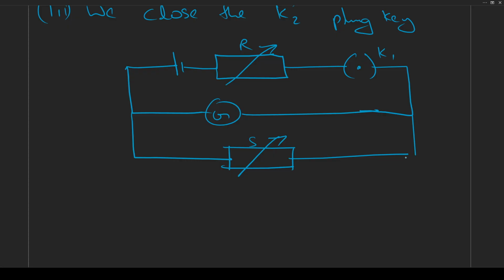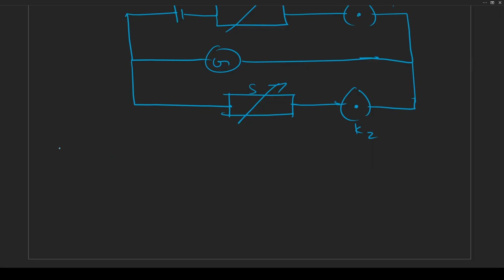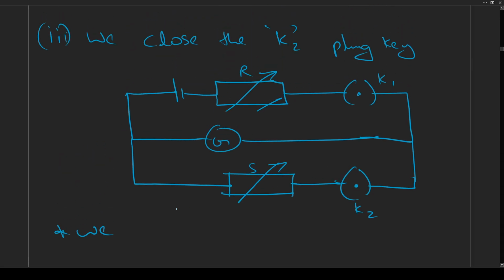Here I forgot to draw the plug key. This plug key is also on. Now after turning on this plug key, first we took out resistance from this resistance box.